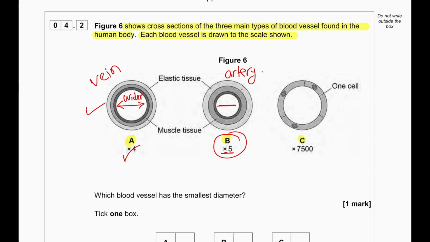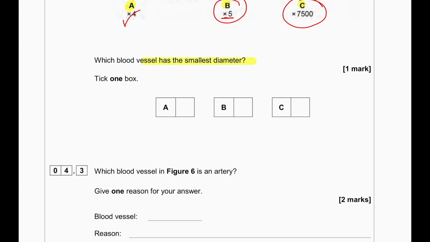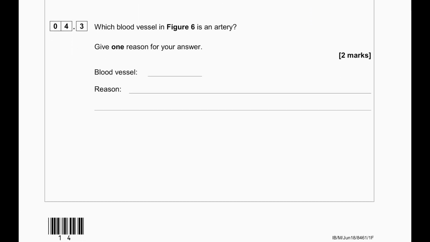We can see only one single cell layer thickness, with a 7500 times magnification. Even though this lumen size looks bigger, this one must be from a capillary, because a capillary is only one cell thick. Which blood vessel has the smallest diameter? So definitely it is going to be C, which is the capillary, because it was magnified the most.